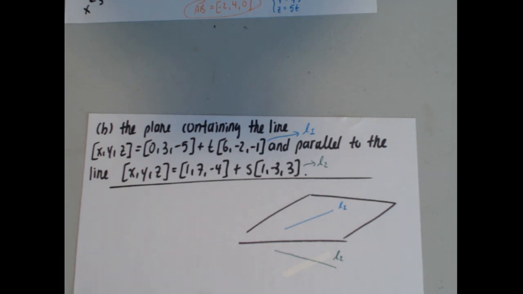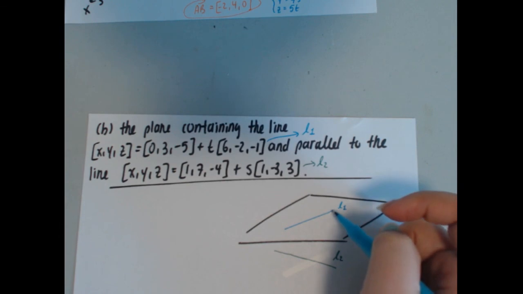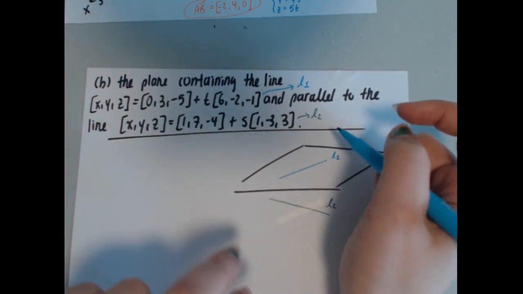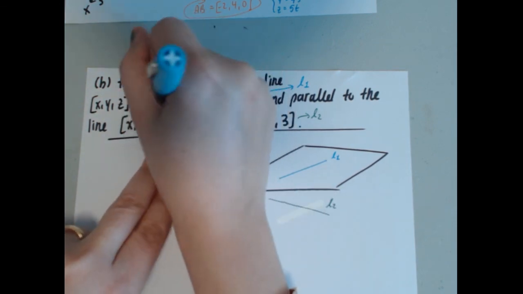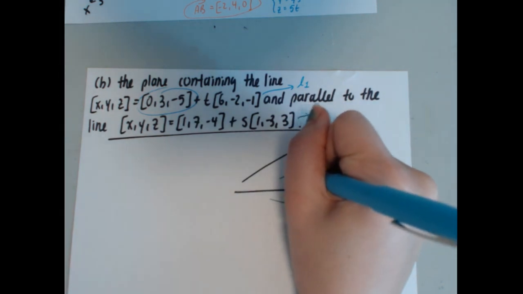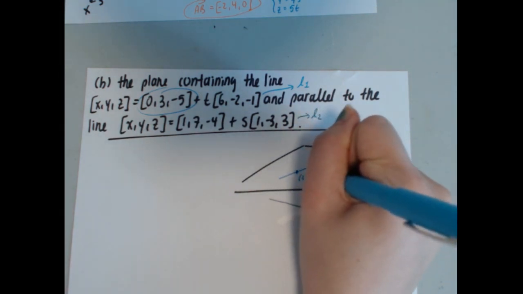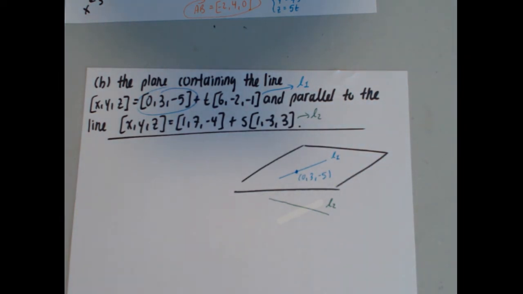In order to define the plane, I need a point on the plane and I need two direction vectors that span the plane, so that they're not scalar multiples of each other. I already know a point on this plane because I know that the line is on the plane. If I know a point on the line, therefore I know a point on the plane. So maybe this is the point (0, 3, -5). So therefore I know it's also going to be on the plane.